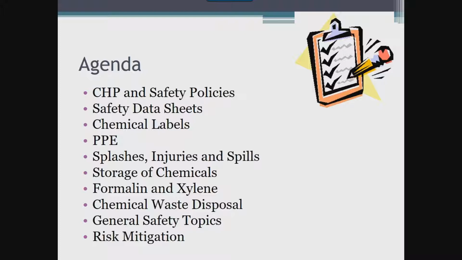We will first talk about the purpose and key points of a chemical hygiene plan and safety policies. We'll discuss safety data sheets and, along with that, the labeling of chemicals and the expected PPE. We will talk about splashes, injuries, and spills and what to do with them. Our discussion will then take a turn towards the storage of chemicals, and then we will talk specifically about formalin and xylene. Finally, we will touch upon chemical waste disposal, some general safety topics, and risk mitigation tactics.